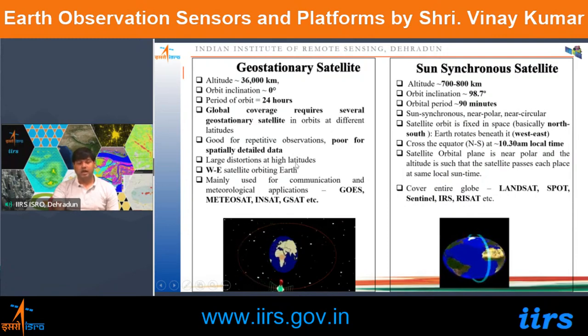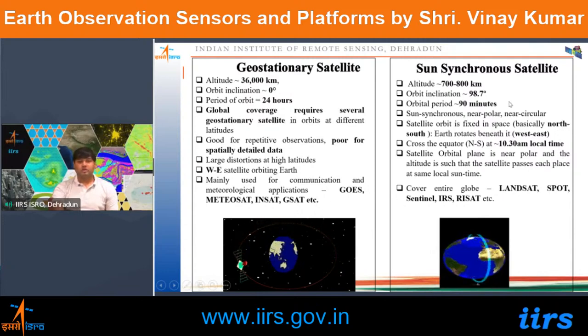Large distortions at high latitudes, because you know that your Earth is not flat, it is a kind of spheroid structure. So at the higher latitudes, it can have Earth distortions, meaning Earth curvature is included. That's why distortions are getting included. All these satellites orbit west to east because the Earth is also rotating from west to east. Mainly used for communication and meteorological purposes. Examples are GOES, Meteosat, INSAT, and GSAT series satellites.